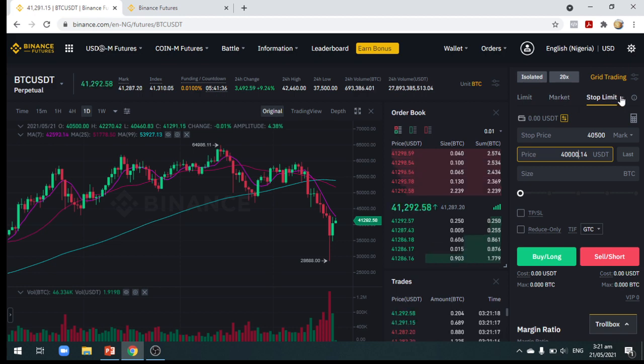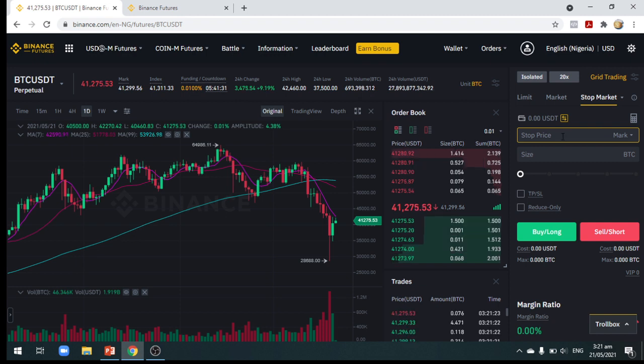Okay, so apart from the stop limit, you also have the stop market. So in stop market, you don't have a limit price, all you have to put is a stop price. So once the price of the asset gets to that particular stop price, then a market order will be triggered. So you are going to buy a particular amount of assets, or sell a particular amount of assets, at the market price at that particular point in time.